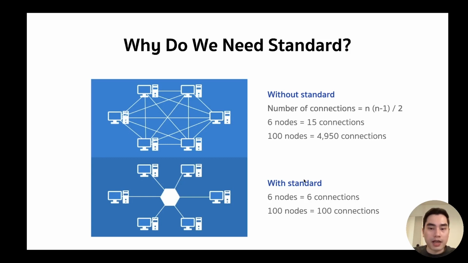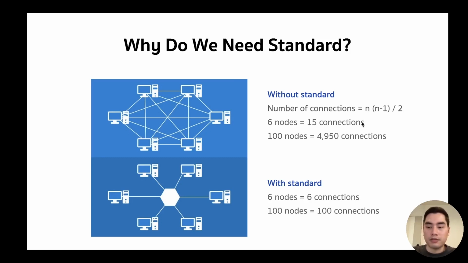But if we have a standard, for one node, we only require one connection from the node to the standard. And 6 nodes is 6 connections. 100 nodes is 100 connections. So 100 connections versus 5,000, that is a lot different. We can save a lot of resources, save a lot of time if we use a standard, and we will achieve interoperability more easily.